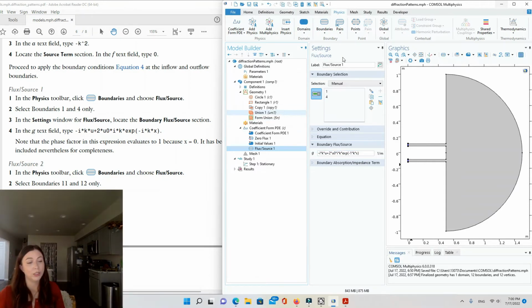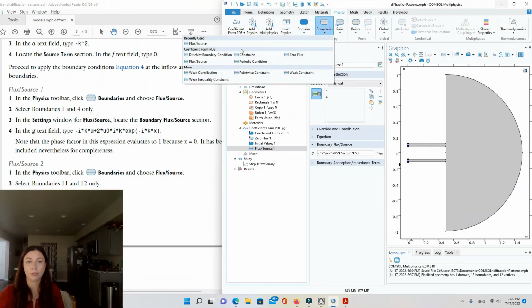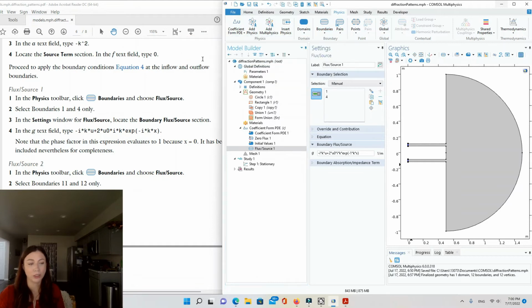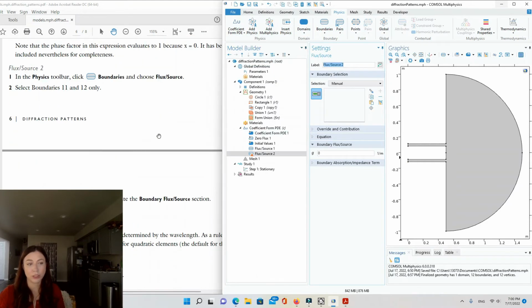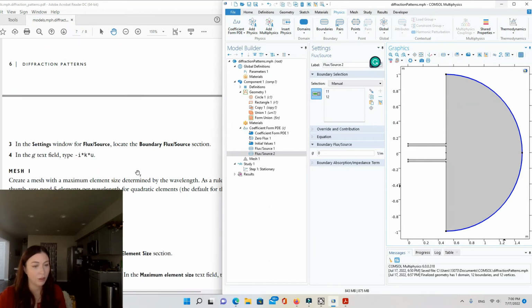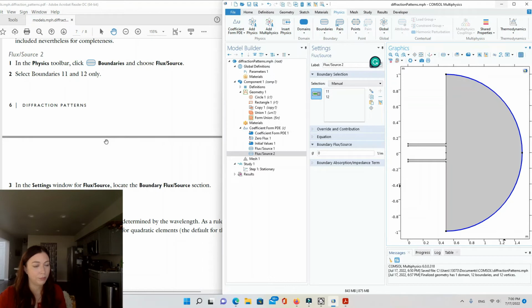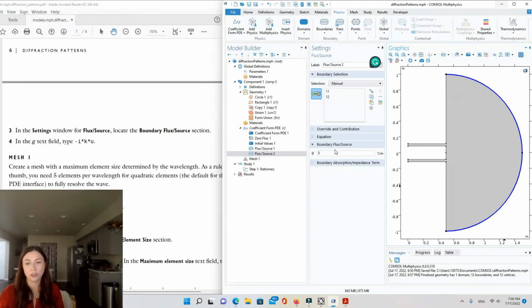Alright, and then we're going to add another flux source condition from boundaries under the physics toolbar. Now we're going to select boundaries 11 and 12. Let's see, so where the wave is hitting on the other side of the wall. And then in the settings for the g text field, we're going to type the expression negative i times k times u.